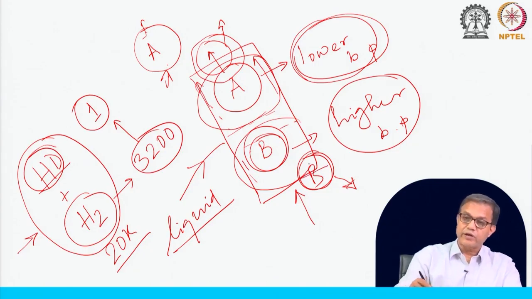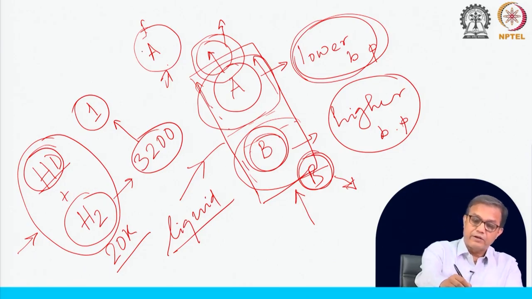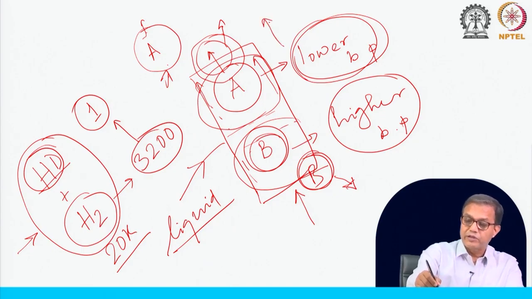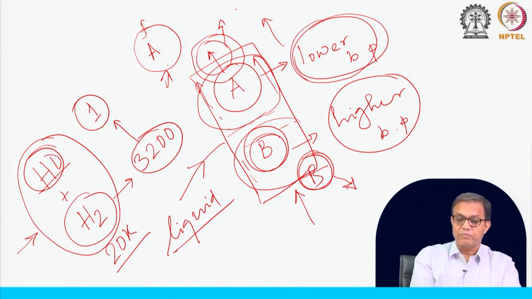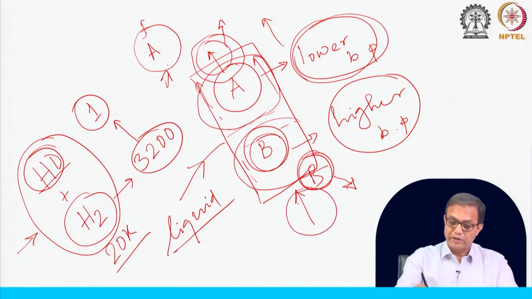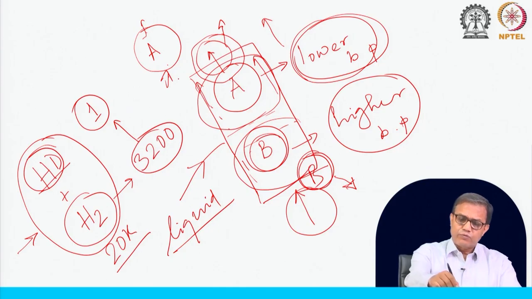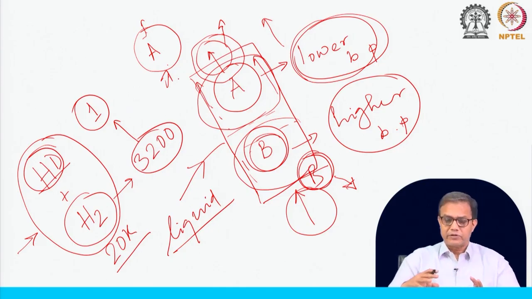So, we will always try to separate them in terms of A and B successively. This is what is called fractional distillation. We will find that the lower boiling component will be in the form of vapor, and gradually at the top we will find it is enriched in the lower boiling component, and at the bottom we will find the higher boiling component. So, now these two will be separated like this in a distillation column.